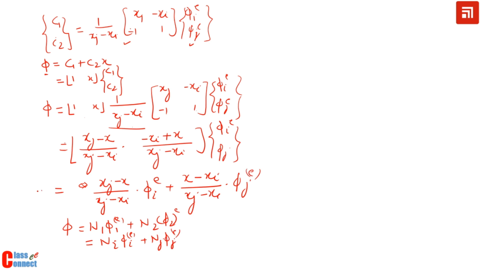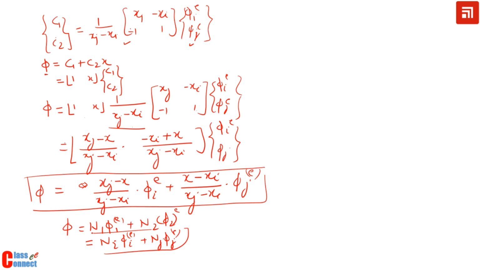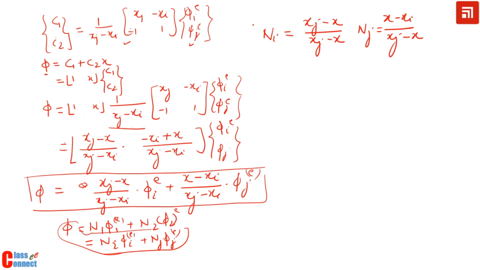If I compare this equation that we have just derived and this equation, which is the general form of the shape function and field variable, what I get is ni is equal to xj minus x divided by xj minus xi, and nj is equal to x minus xi divided by xj minus xi. And this is what basically was required. We started our analysis to get the values of shape functions. So these are the shape functions.